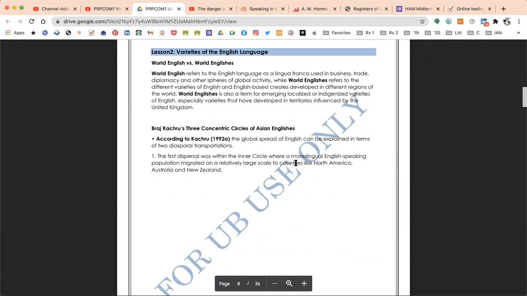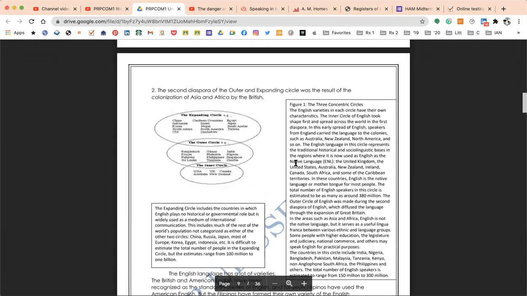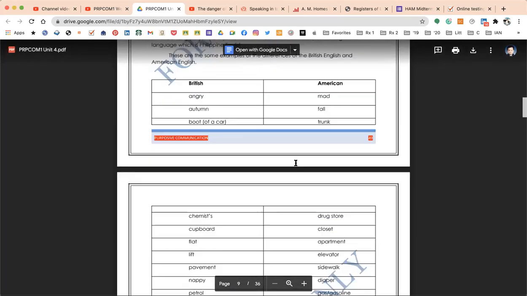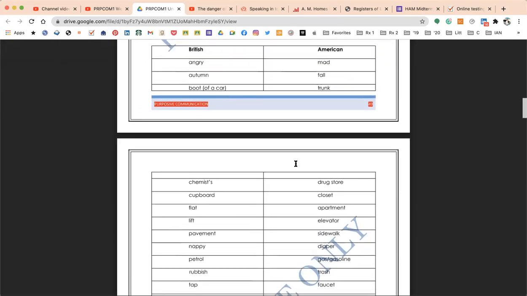For your asynchronous session also, I gave you varieties of the English language. So there are the three concentric circles of Asian Englishes according to Kachru: your expanding circle, outer circle, and inner circle. So just go over that a little bit. But of course, there are the differences of British and American English, which are very common and which is a review from your high school.